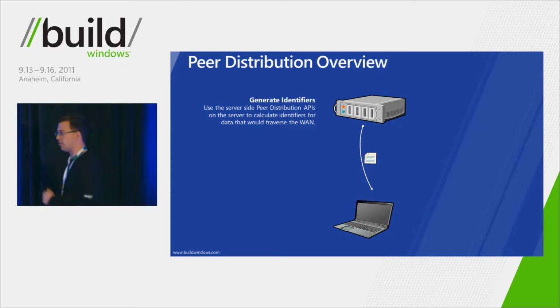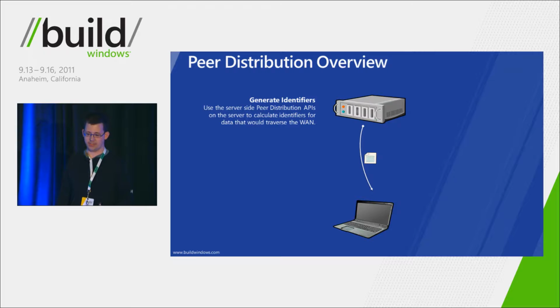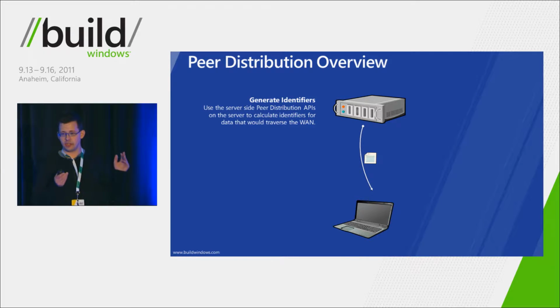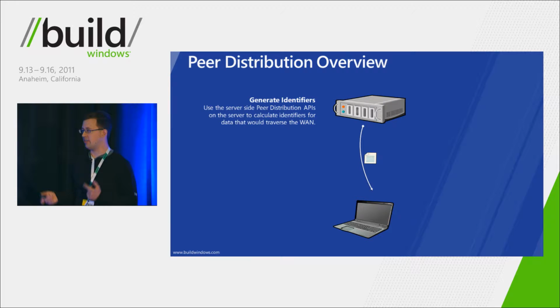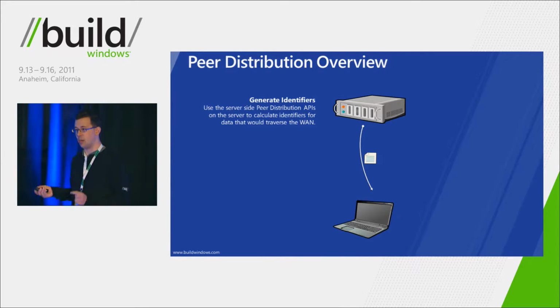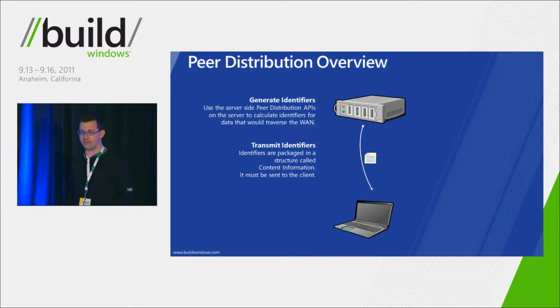Your first step, you're going to generate the identifiers that allow clients to find content within the branch office. Now, this is a process that you'll see referred to as publication in the actual APIs. So what you're going to do, you're going to take the data that you're interested in optimizing, push it through our APIs, and we're going to take that data, chunk it into various different pieces, generate hashes against those chunks, and then store it in our cache for later use. Now, once you have that, you can retrieve those identifiers from BranchCache, send them across the wire, and get them to the client. That's step 2.